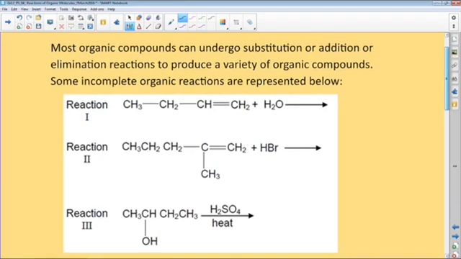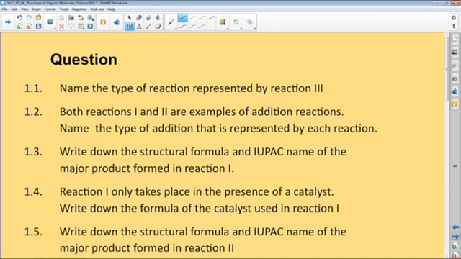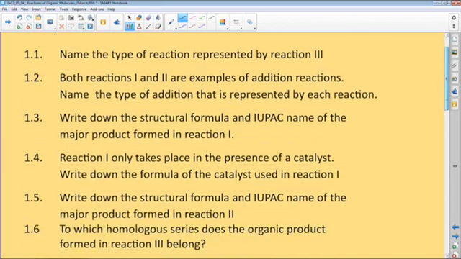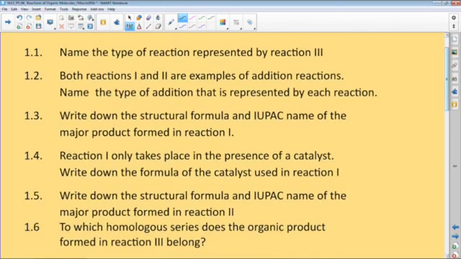So here are some incomplete organic reactions as represented below. Now we have several questions that I want you to do, which are over here. And I'm going to give you 3 minutes to work through them. You probably won't get through all the questions, but get through as many as you can.